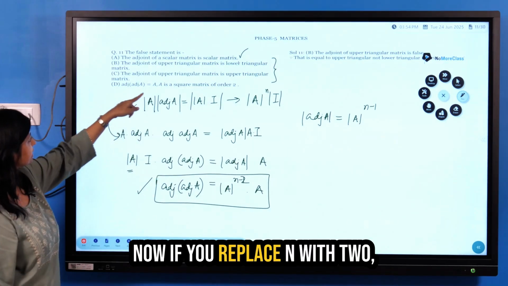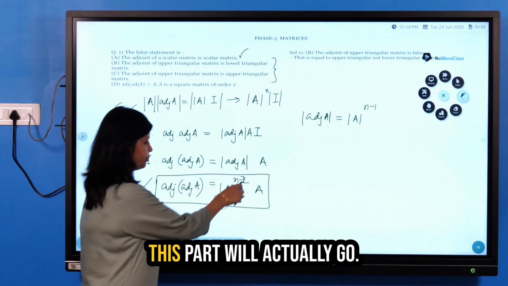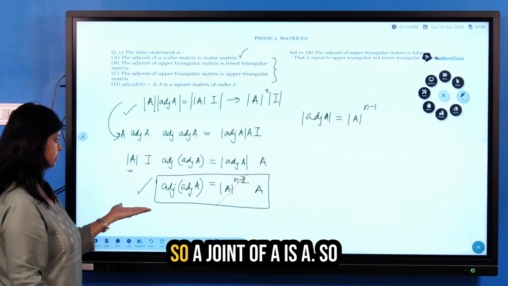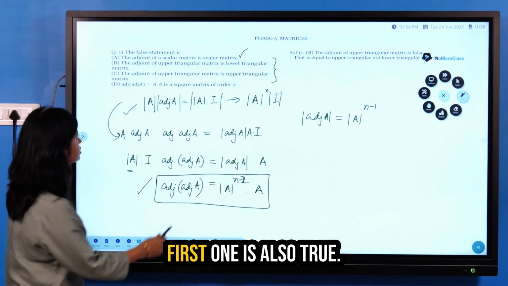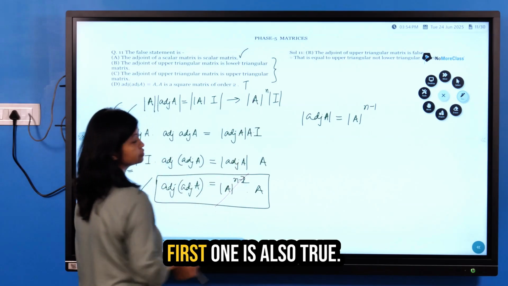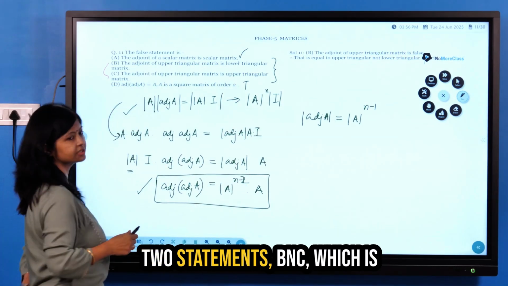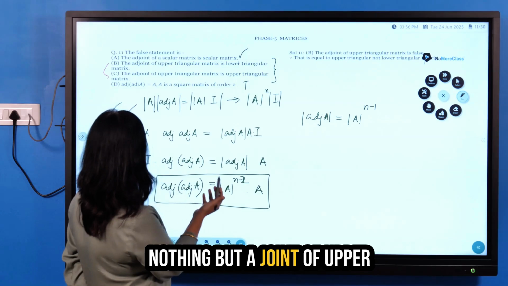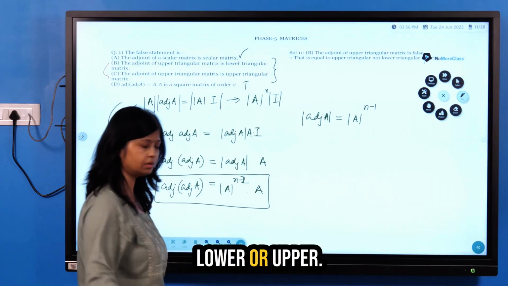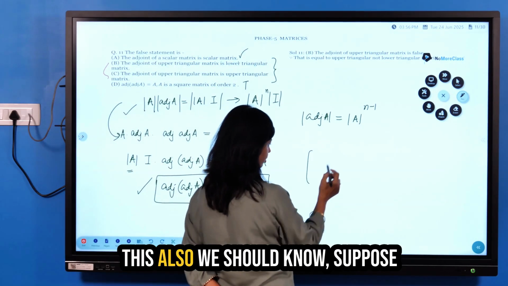Now, if you replace n with 2, this part will actually go. So adjoint of adjoint A is A. So the fourth one is also true. Now we explore these two statements, B and C, which is nothing but: adjoint of an upper triangular matrix is what, lower or upper? This also we should know.